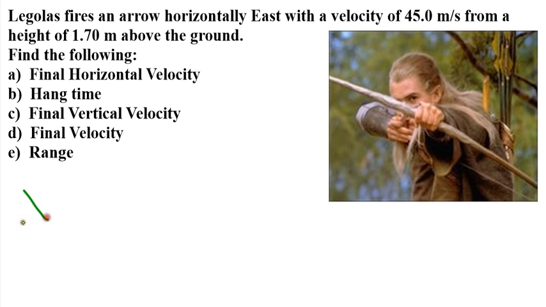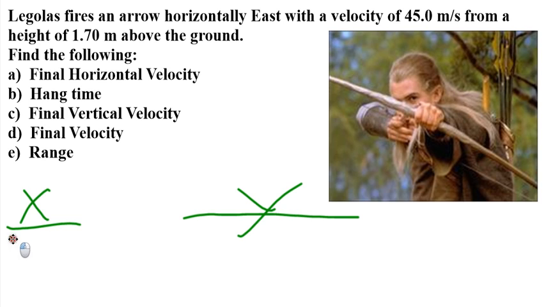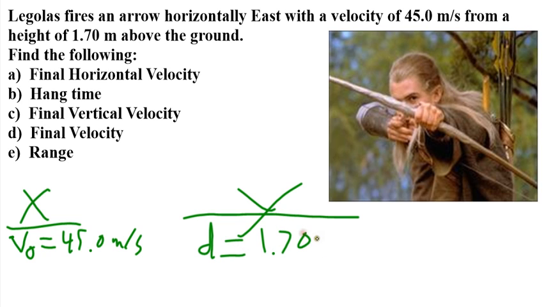Let's start by listing out our variables separately for the x and the y. It's fired horizontally, so we know our initial velocity is going to be 45.0 meters per second. Then we know that we are at a height of 1.70 meters above the ground, so our y displacement is 1.70 meters.